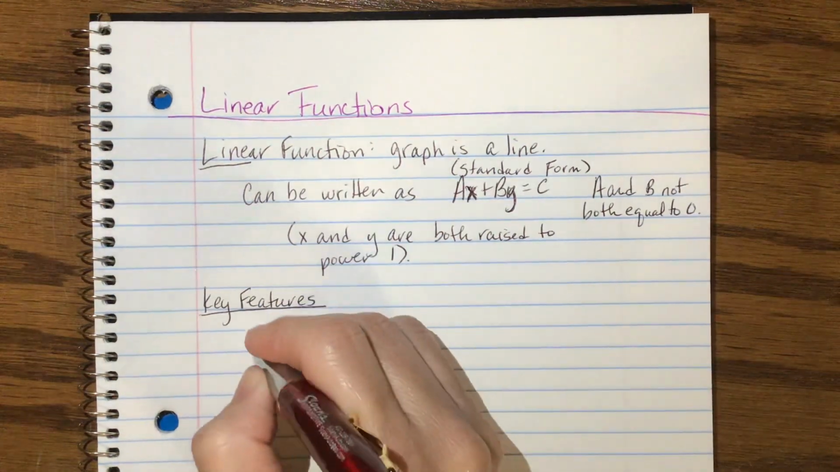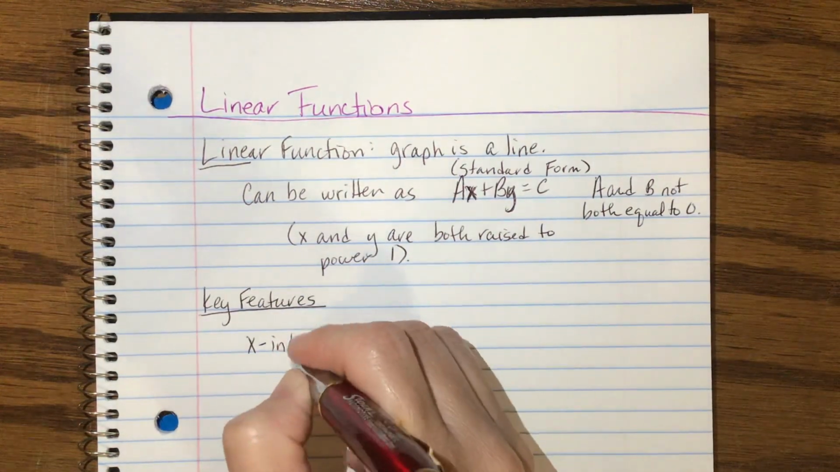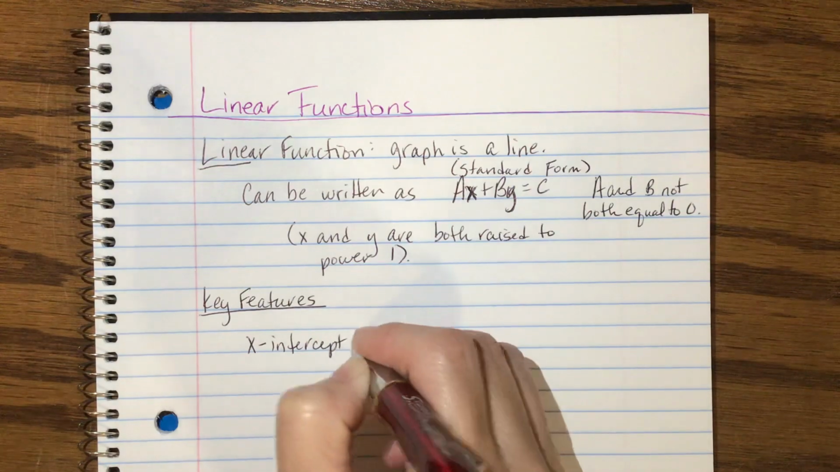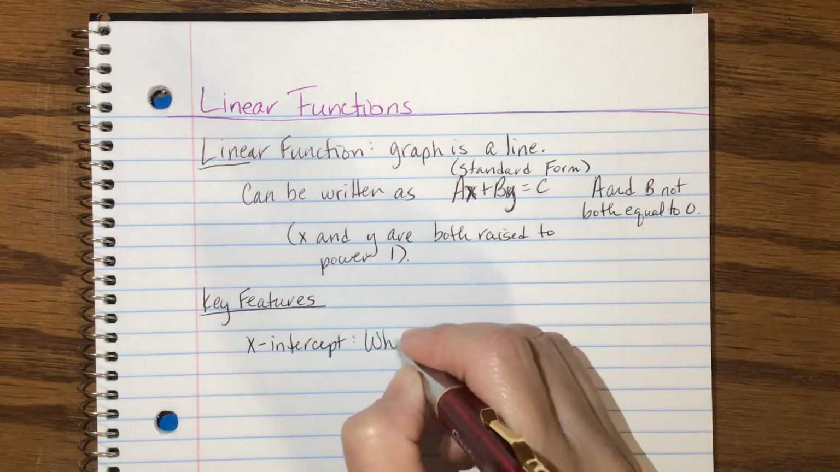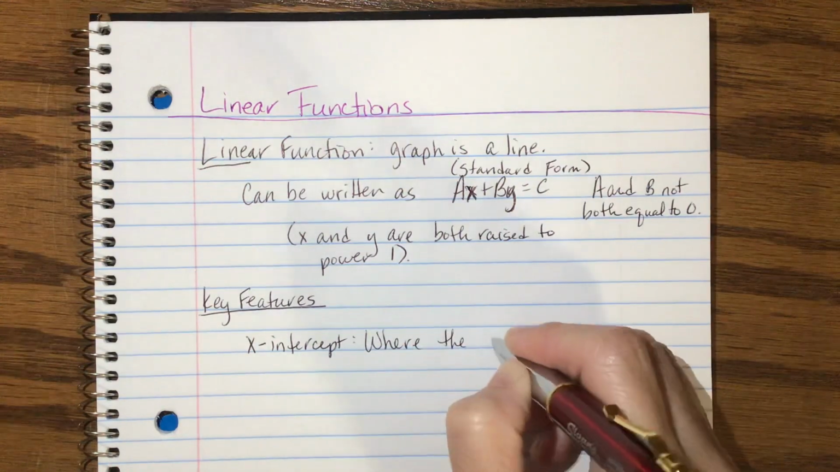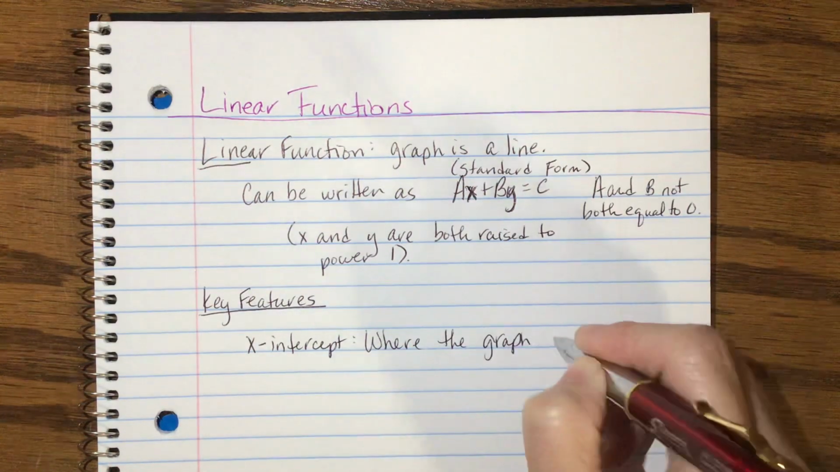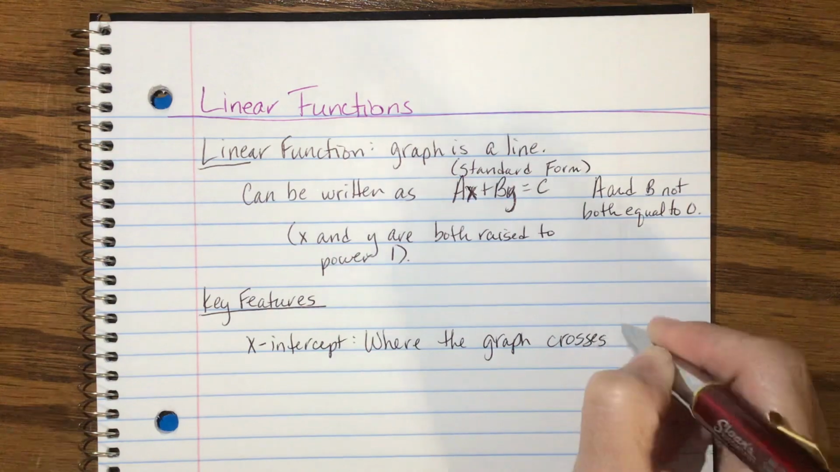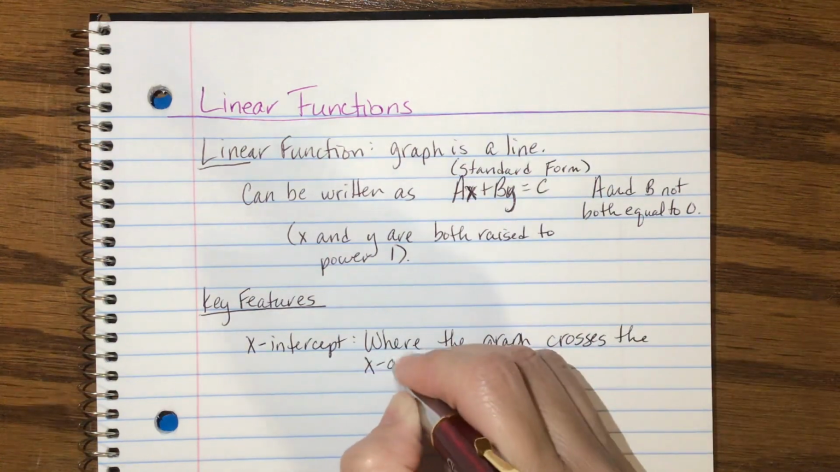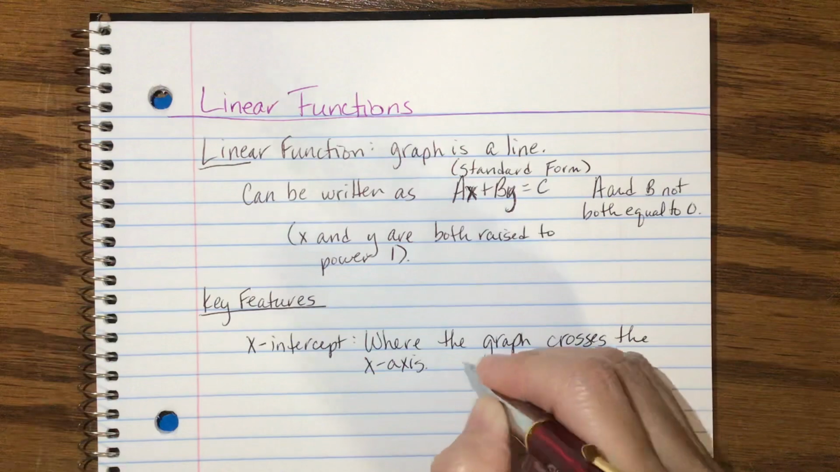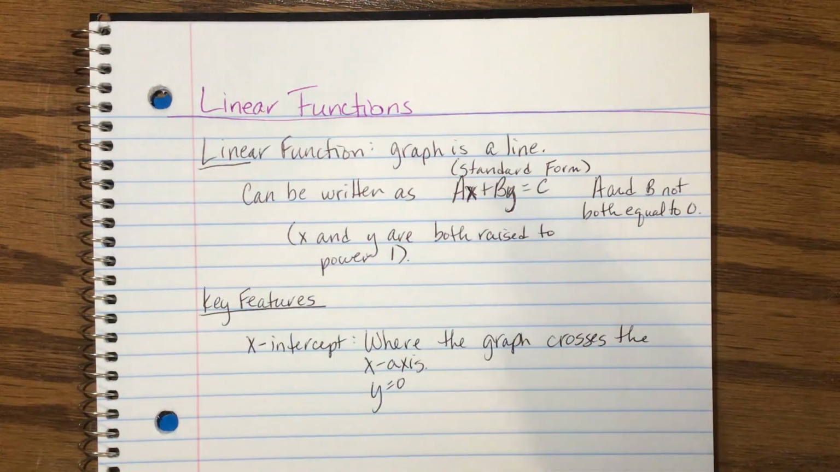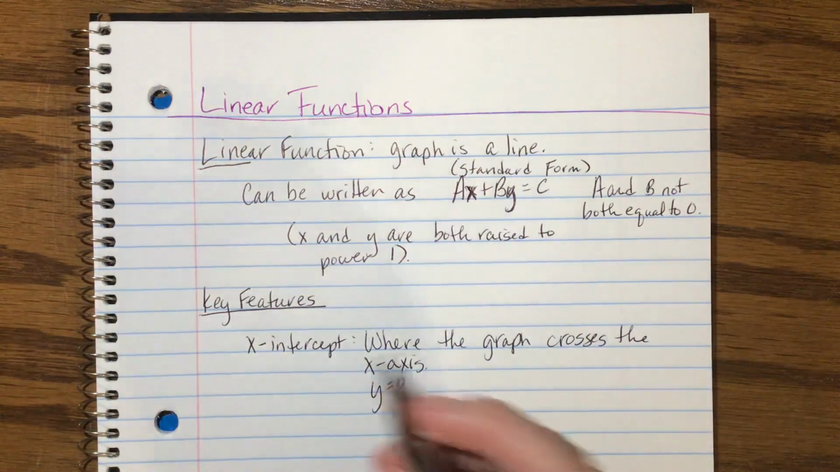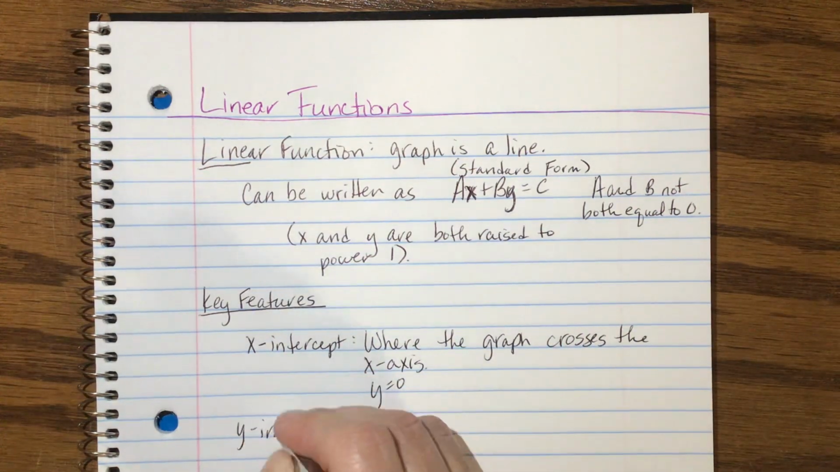And I'm going through this kind of fast because this should all be review. The first is our x-intercept. Our x-intercept is where the graph crosses the x-axis. And that is going to be where y equals 0. Because think about it, where y is 0, I haven't gone up or down any, so I'm going to be on the x-axis.